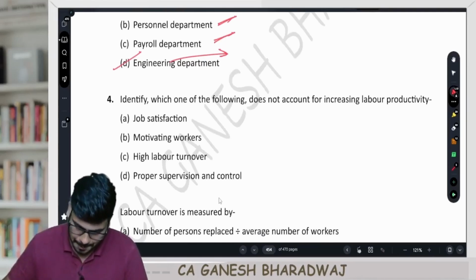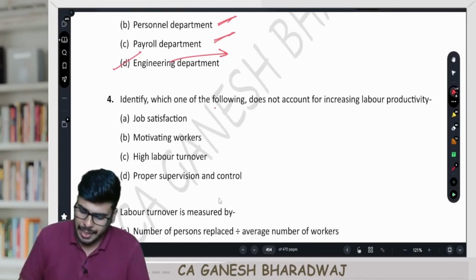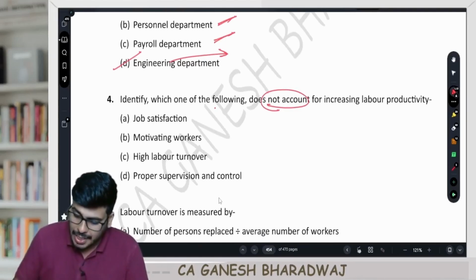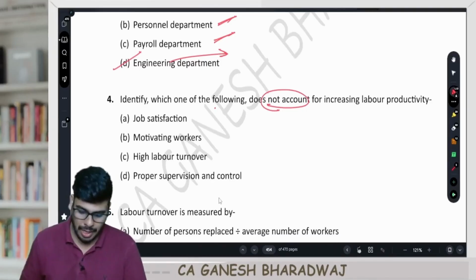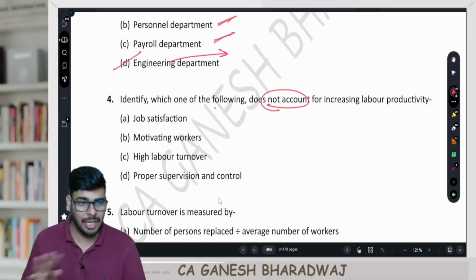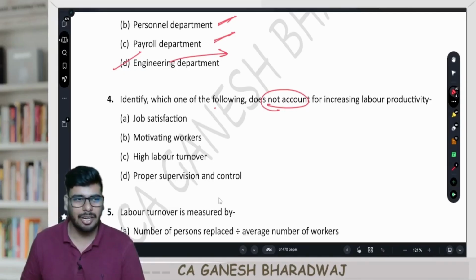Identify which one of the following does not account for increasing labor productivity. Which one of the following does not increase labor productivity? Tell me, guys. Which of the following does not increase labor productivity?